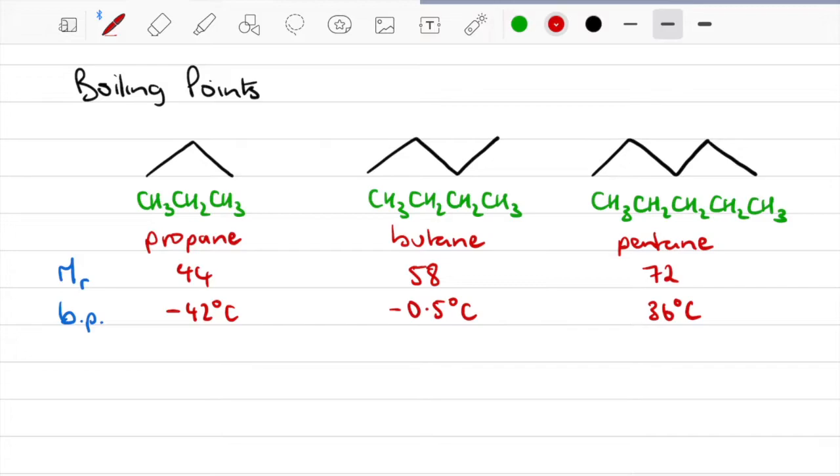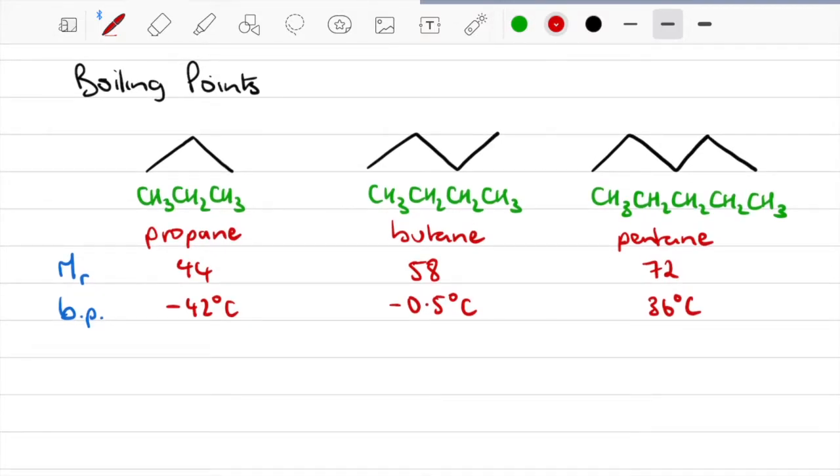And so one of the things that you hopefully learnt when you did the bonding topic is that the larger the molecule, the greater the MR, the more electrons, therefore the greater the van der Waals forces. So here what we've got is our intermolecular forces are increasing. What we've got is the larger the MR, the more electrons there are.